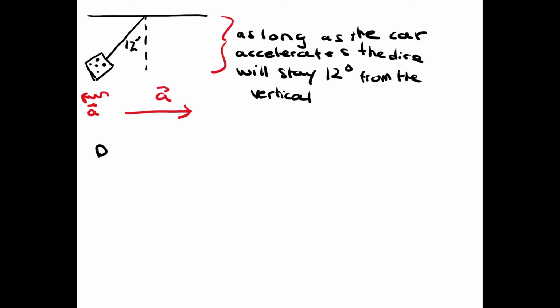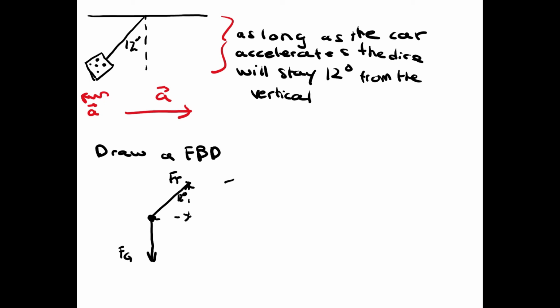So we're going to draw a free body diagram. Here we have the dice represented as this point. The dice has the force of gravity acting on it, and it also has this force of tension in the string. Here, I'm going to label this FG, and this is FT for force of tension. And then it makes a 12-degree angle with the vertical. So now we're going to want to write an expression that represents the sum of these forces.